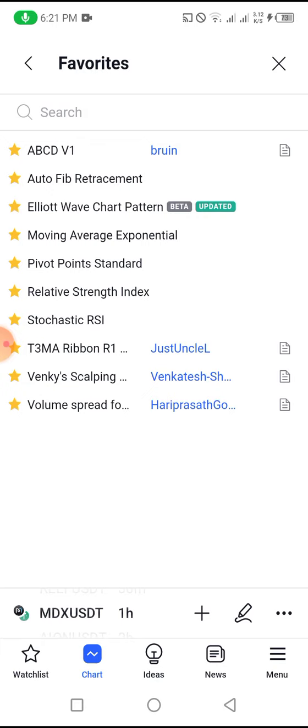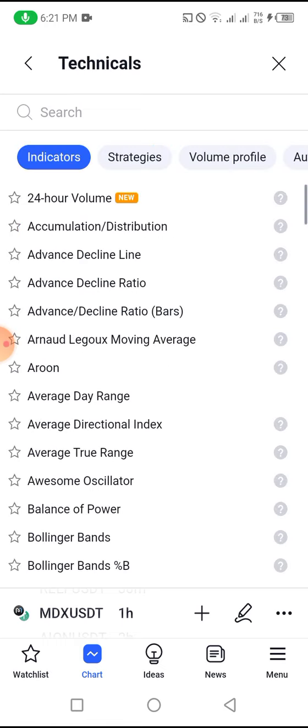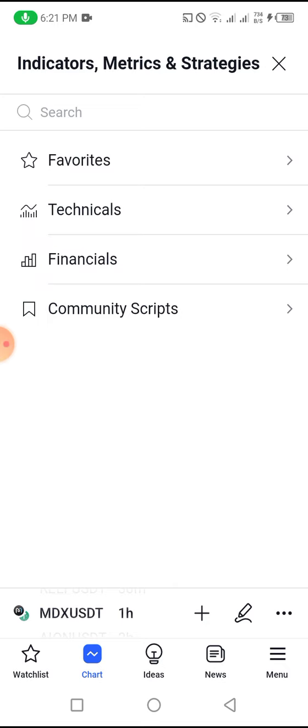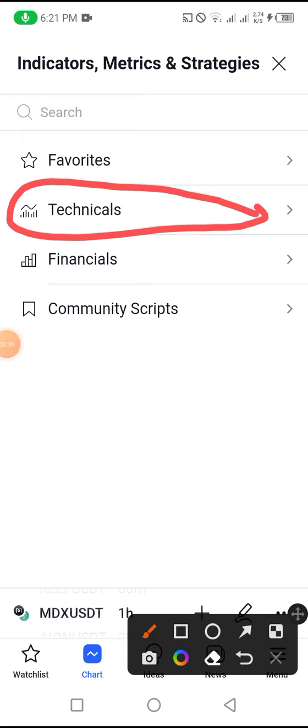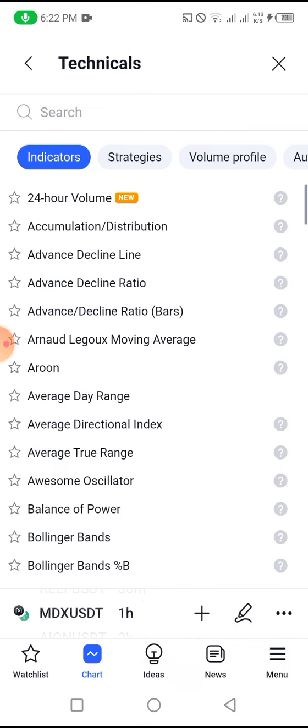Then on tapping on the indicator, I have a list of indicators that I have already put on my favorite. But if it is your first time looking out for indicators to use in price action, you will not see anything on the favorite. What you're going to see is this page: the favorite, technicals, financial, and community scripts. You will go straight to the technicals part, because that is where the indicators are. It is from the technicals that you identify your indicator and then put it on your favorite list, so that when you want to use it, you just find it already listed. So we're going to tap on technical.